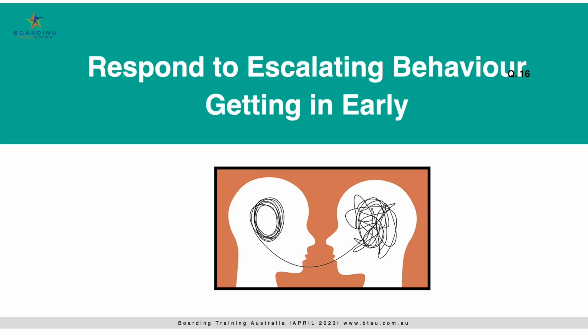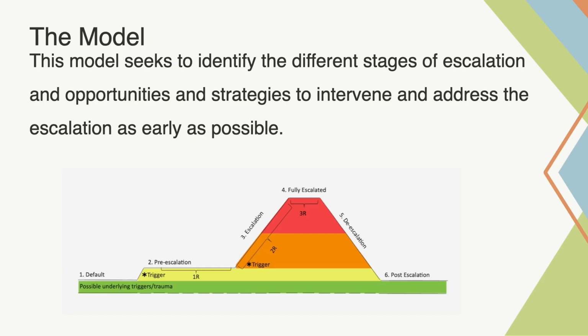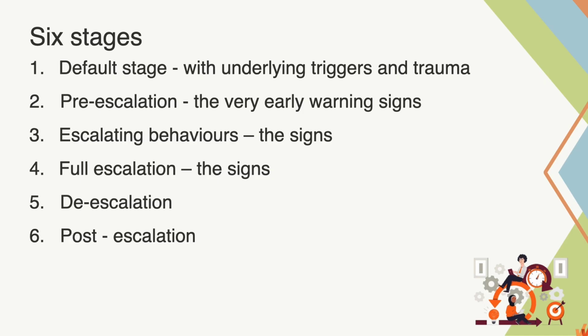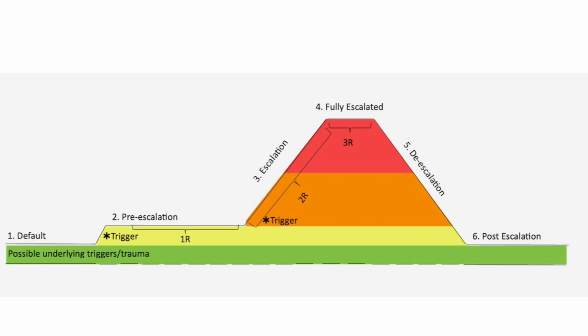When we're responding to escalating behaviour, we need to get in early. We use this model, and this model seeks to identify the different stages of escalation and the opportunities and strategies to intervene and to address escalation as early as possible. If you look at this model, you'll see these 6 stages: a default stage with underlying triggers and traumas, a pre-escalation stage, escalating behaviours, the signs, full escalation, de-escalation and post-escalation. And you can see them in this diagram here.